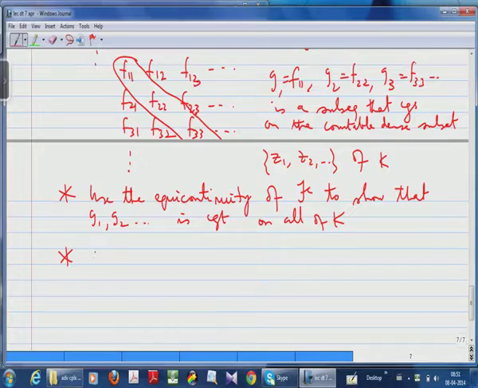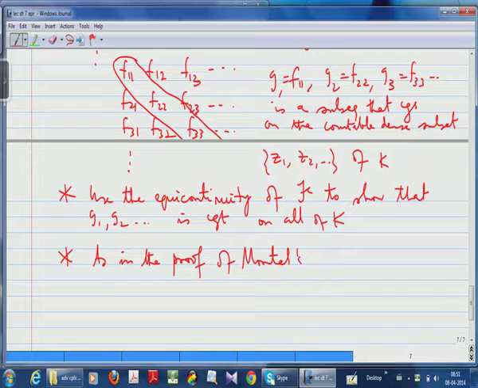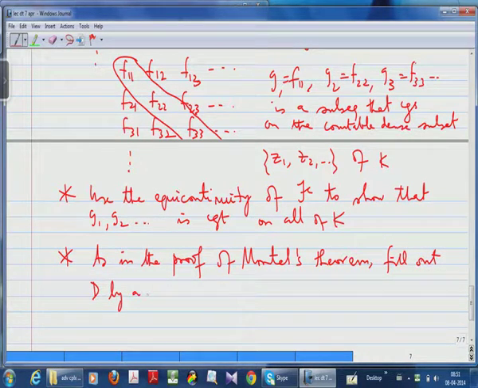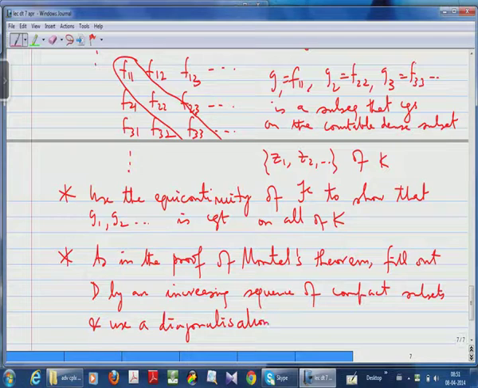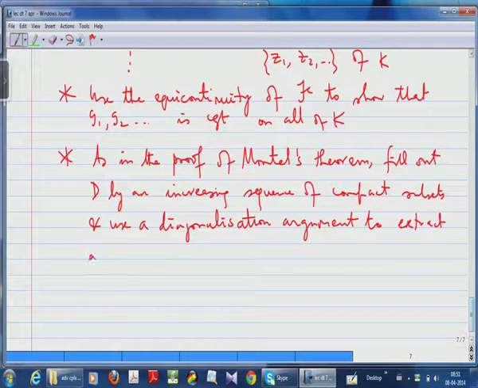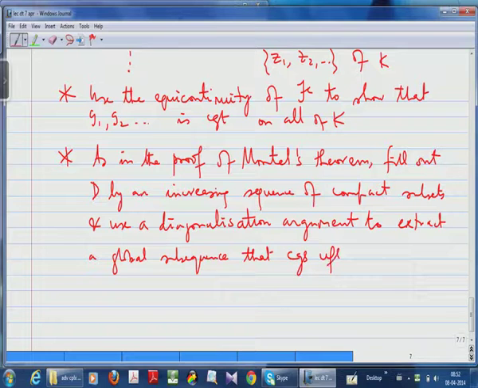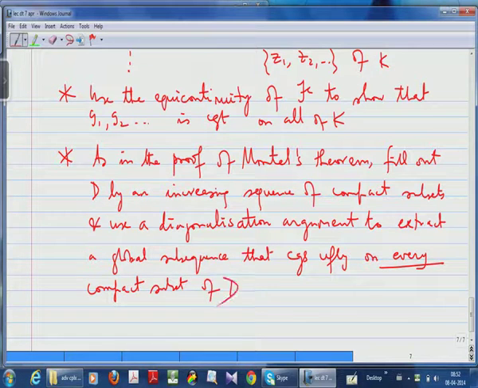So normal boundedness of the derivatives implies normal sequential compactness. So let me write that very quickly. As in the proof of Montel's theorem, fill out D by an increasing sequence of compact subsets and use a diagonalization argument to extract a global subsequence that converges uniformly on every compact subset of D. So this proves one way.